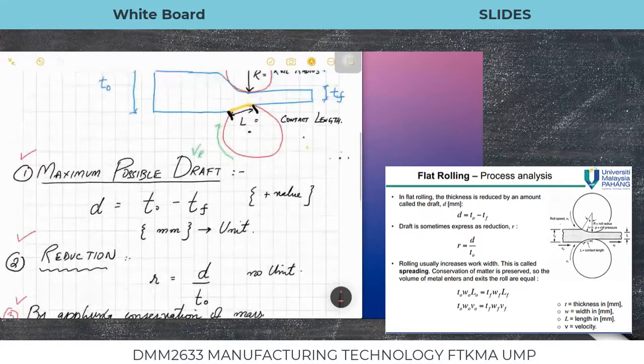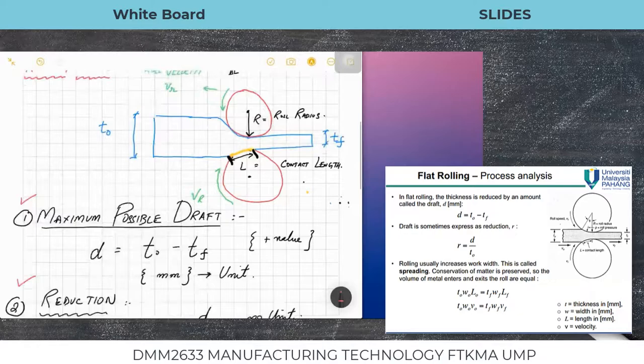Now in this figure, if you can see here, the roll has contact here and here. So it contacts from here until here. So we have got an angle as well. That angle is defined as the contact angle. The roll contacts the work along an arc defined by an angle.